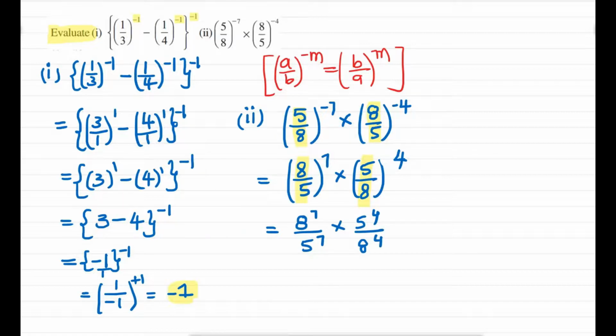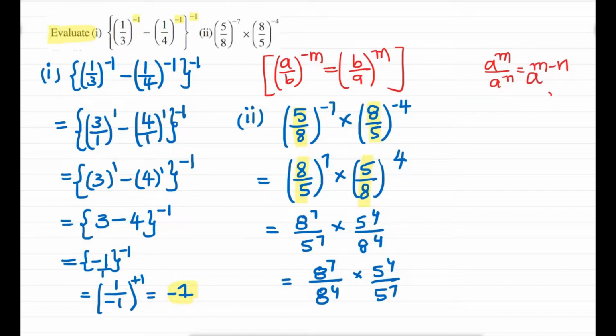Now see how to simplify this. I will just rearrange this as 8 to the power of 7 by 8 to the power of 4 into 5 to the power of 4 by 5 to the power of 7. There is one rule for that: a power m by a power n is a power m minus n if m is greater than n. This can be written as 1 by a power n minus m if m is less than n. So I will use this condition here.